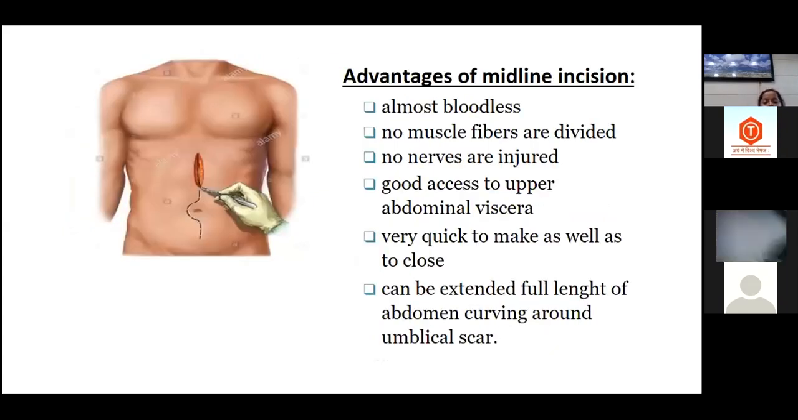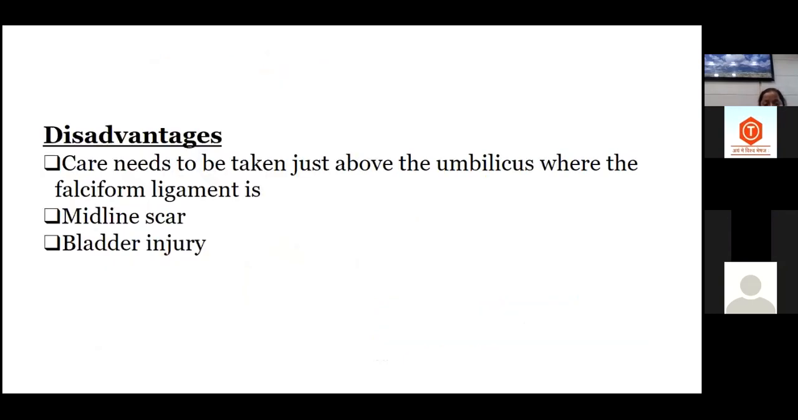Advantages of midline incision are that it is almost bloodless, no muscle fibers are divided, no nerves are injured, and it gives good access to the upper abdominal viscera. It is very quick to make as well as very quick to close, and can be extended the full length of the abdomen, curving around the umbilical scar. Disadvantages of midline are that care needs to be taken just above the umbilicus where the falciform ligament is present, and the risk of bladder injury.